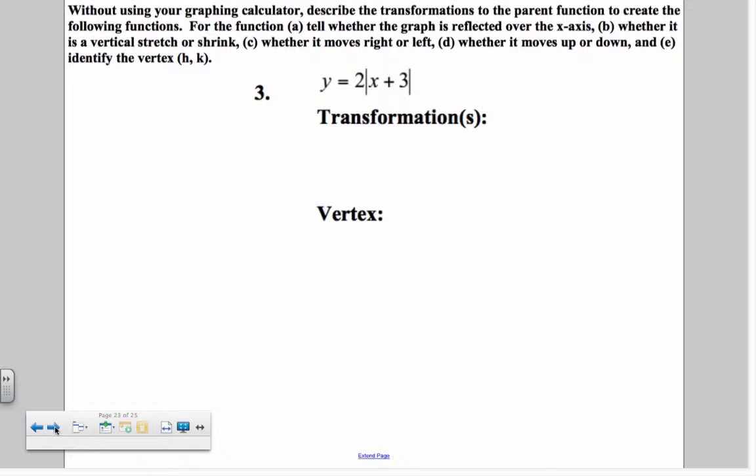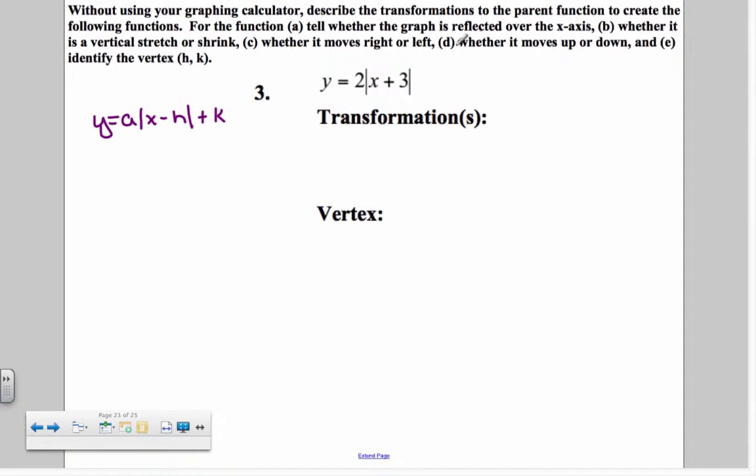So let's think about what we know about absolute value graphs. I'm going to write down the general equation that we have for an absolute value equation. So we have y equals a times the absolute value of x minus h plus k. In the general equation for absolute values, a, h, and k tell me a little bit about how the graph is moving around the coordinate plane.